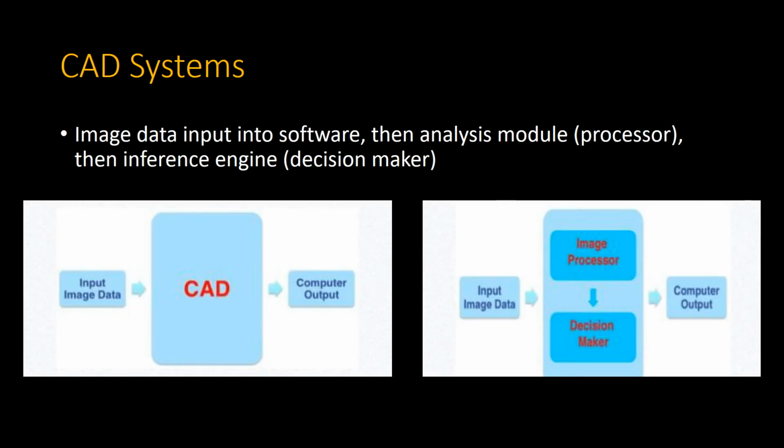How a CAD system works is image data is put into the software, then there's an analysis module, which is a processor, and then there's an inference engine, which is a decision maker. So data gets put in, and there's computer output out. Image input data goes to an image processor, which then goes to a decision maker and then creates an output.